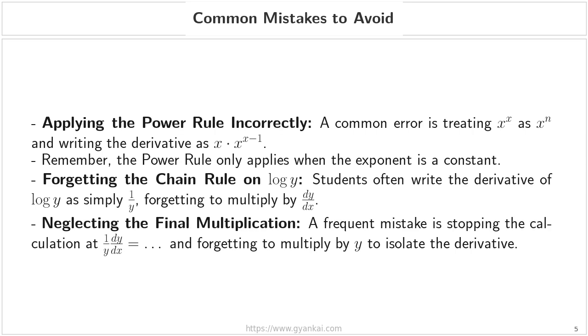Another frequent mistake is neglecting the final multiplication. It is easy to stop your calculation once you have reached the point where 1 over y times the derivative of y with respect to x equals a certain expression. However, your ultimate goal is to isolate the derivative, so you must remember to multiply both sides by y to find the final expression for the derivative of y with respect to x.